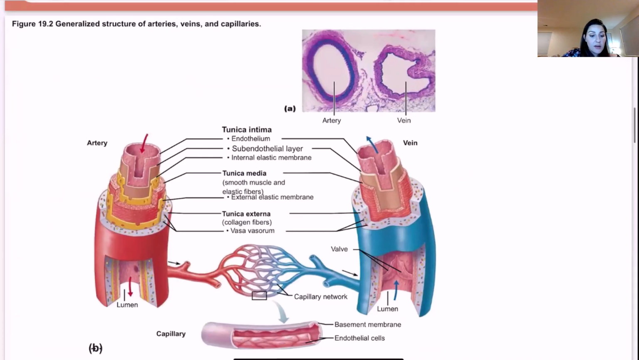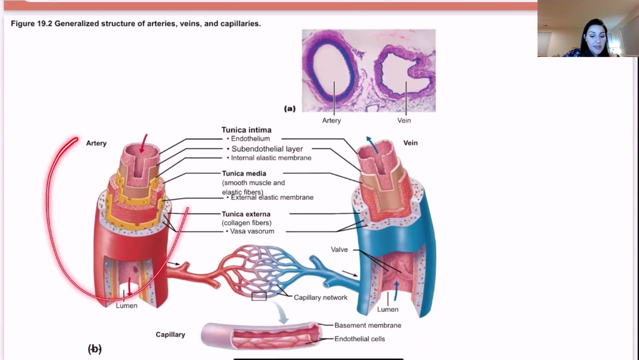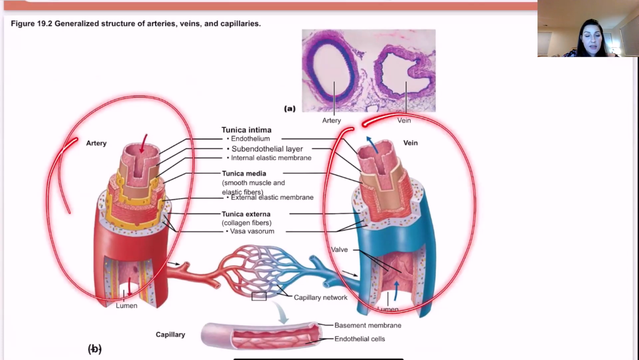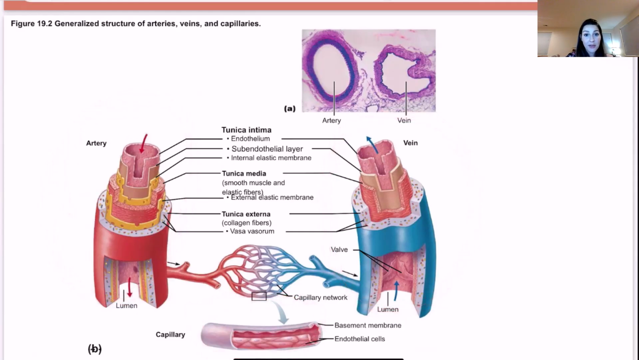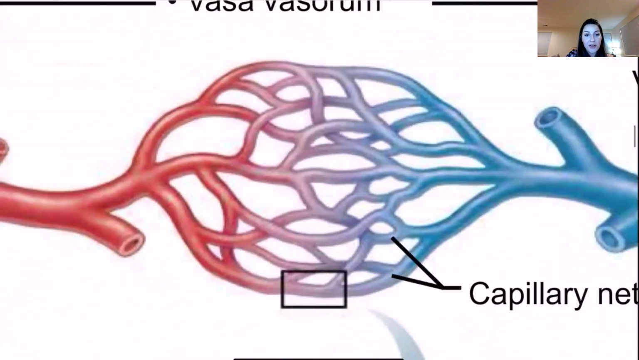On the left side we have an artery, on the right side we have a vein, and at the bottom we have a capillary. Remember I told you about capillary beds, right? We have a capillary bed there in the middle, and I'm going to zoom in on it. You see how you could lay down there like a little hammock? A capillary bed is just a bunch of interconnecting teeny vessels.